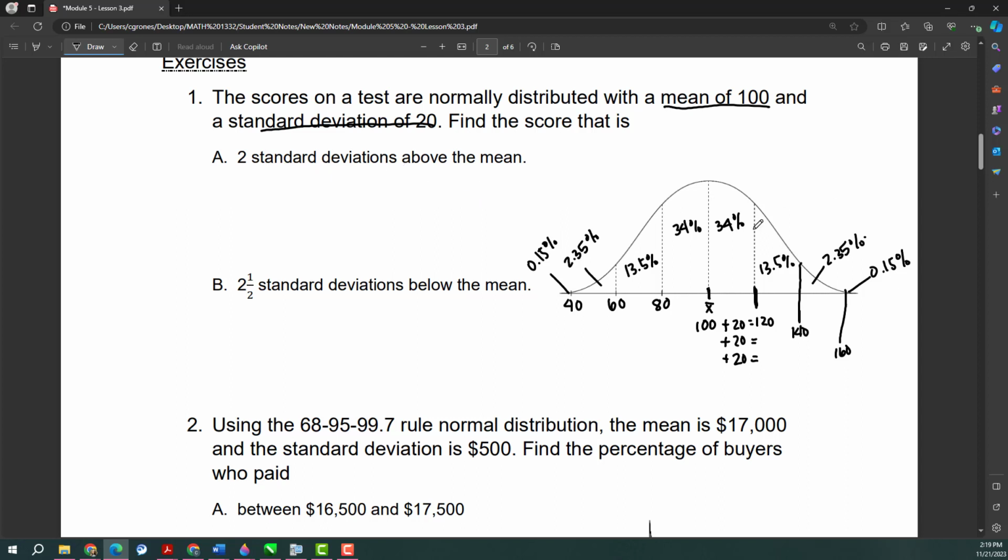So we've already kind of filled out our graph. 2 standard deviations above the mean. We can find this by adding it up. So 1, 2 would be this right here. So it would be 140. We can find the answer by getting it from our graph, or you can actually add 100 plus the 2 standard deviations, and we would have to multiply 20 times 2. So that would be 100 plus 40 is 140.